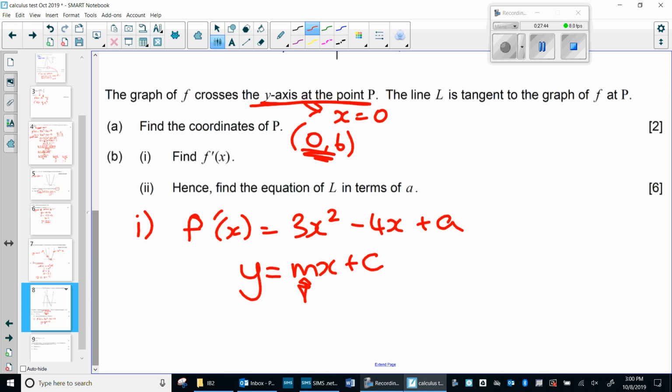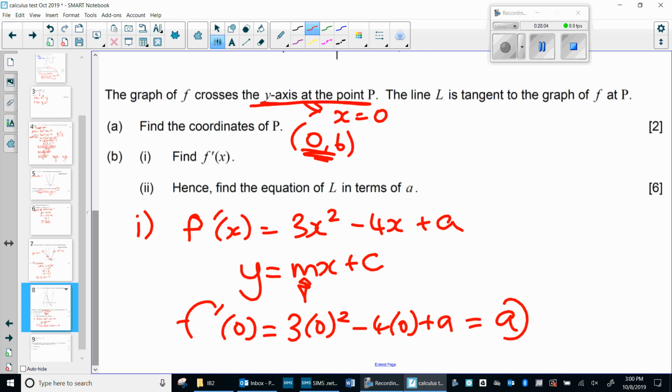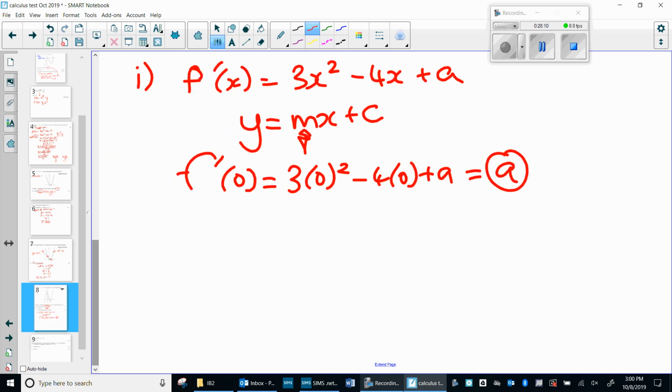Substitute 0 into this derivative, yes? Because we knew that the point P is 0, 6, we're sticking 0 into here. So we're finding f dash 0. That's 3 lots of 0 squared minus 4 lots of 0 plus a, which obviously gives us just a. So we have a gradient of a. So that's y equals ax plus c.